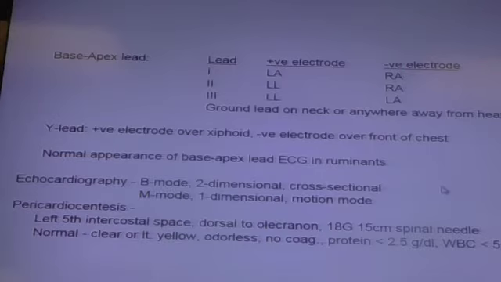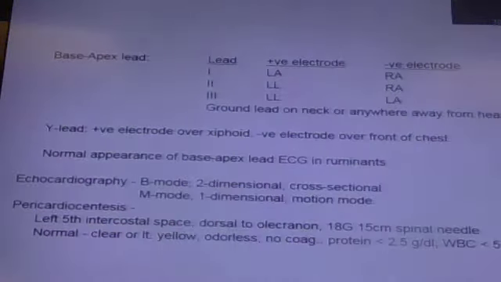To be honest with you, the base apex lead, where you attach it to all 4 legs, gives you nicer looking pictures. This is a cat on a Y lead, and I was able to get one pretty good PQRST. It started moving, so not too regular. That's a P, that's a QRS, and that's a T. So you choose which lead you want to apply. Both of them will work and give you good results.